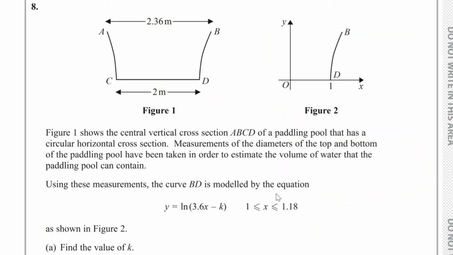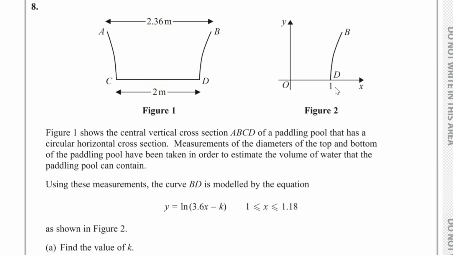Question number 8. Figure 1 shows the central vertical cross-section ABCD of a paddling pool that has a circular horizontal cross-section. Measurements of the diameters of the top and bottom of the paddling pool have been taken in order to estimate the volume of water that the paddling pool can contain. Using these measurements, the curve BD is modelled by the equation y equals the natural log of (3.6x minus k), where x is between 1 and 1.18, as shown in figure 2. We have to find the value of k.